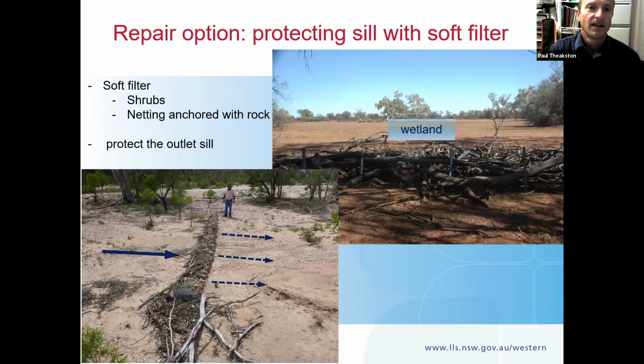These systems require a little bit of manual labor. But it's a way to be able to protect those soft sills, and it works pretty well. So that's for those little ephemeral wetlands, those clay pans all through that system.